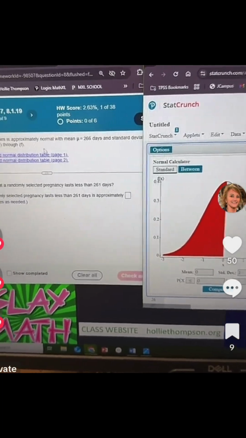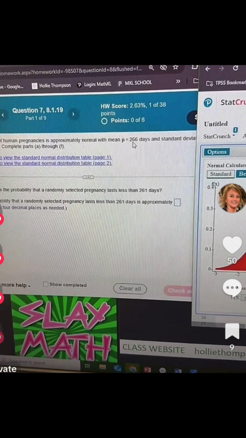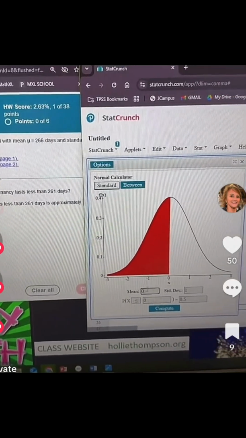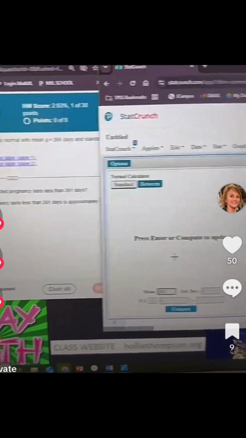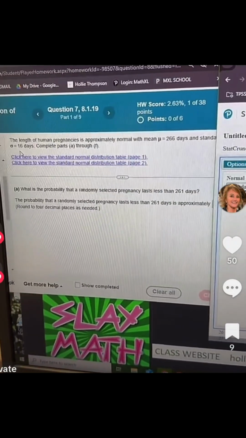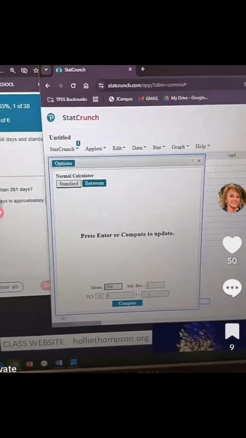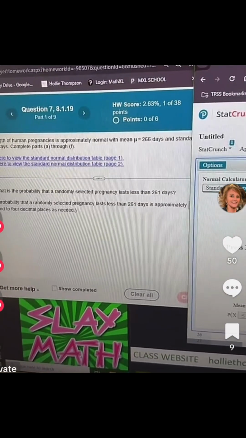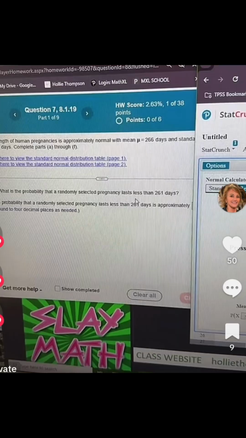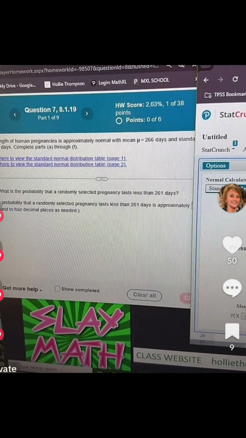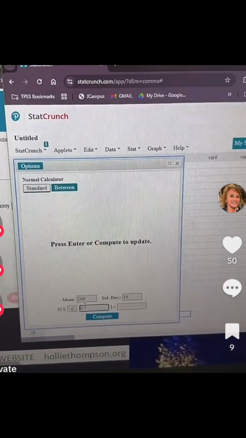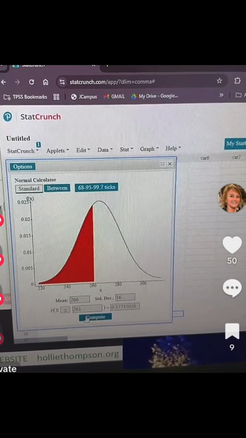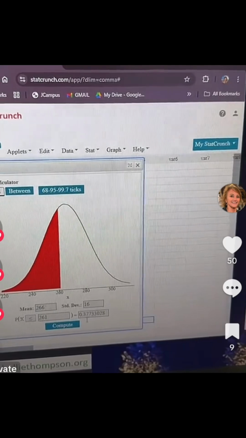So in the problem, it gives you the mean is 266. So we put this mean as 266, and the standard deviation is 16. Then the question is, what is the probability that a randomly selected pregnancy lasts less than 261 days? So we do less than or equal to 261. Compute. We round this to 4 decimal places.